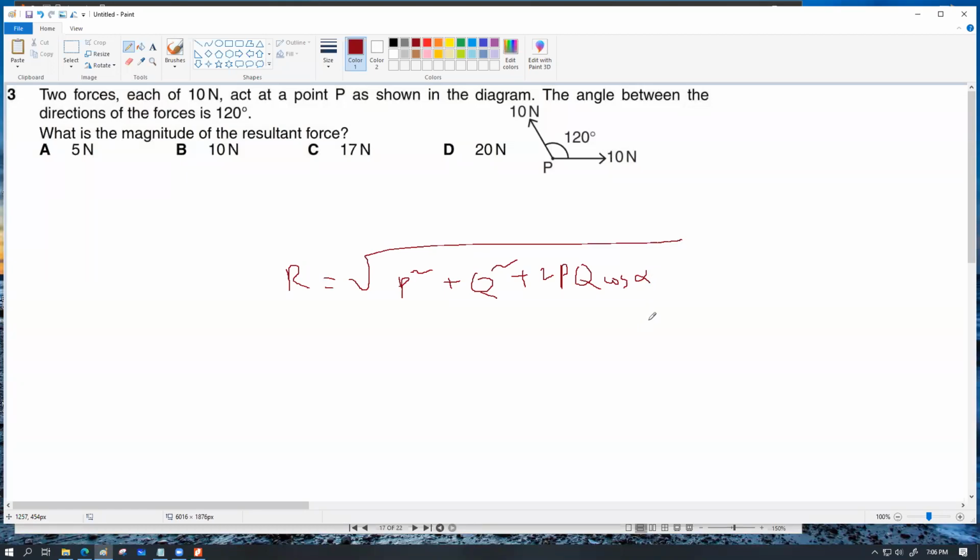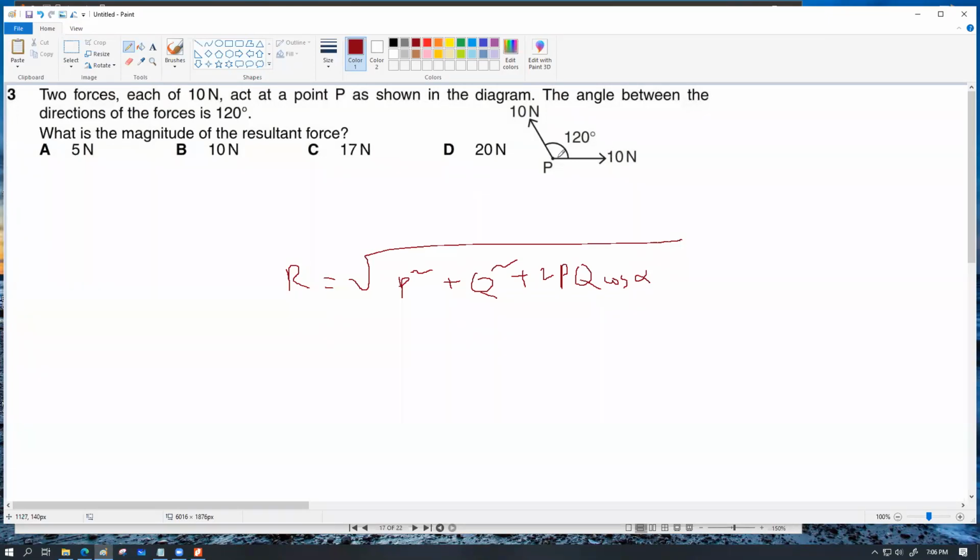Was it alpha or theta? Whatever. So you can find out by directly using this equation. That will work. Or you can use the basic idea of construction. With the equation, ultimately the answer will be 10 Newton. You can go directly choose 10 Newton. Or if you want to use the idea of construction, you can also do that. How do you do the construction idea?